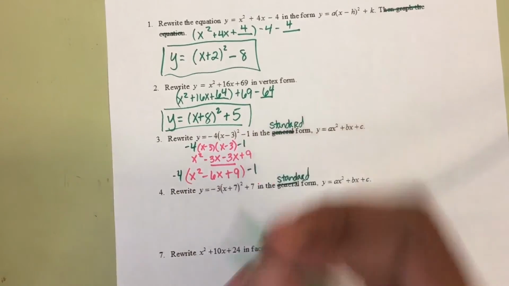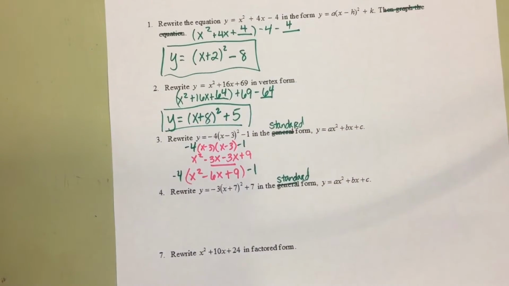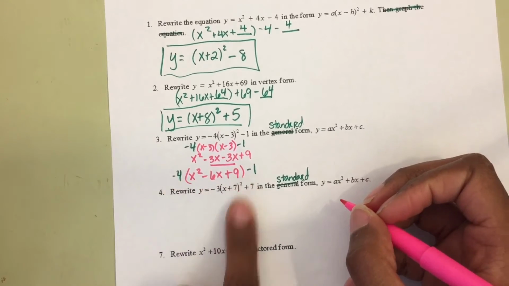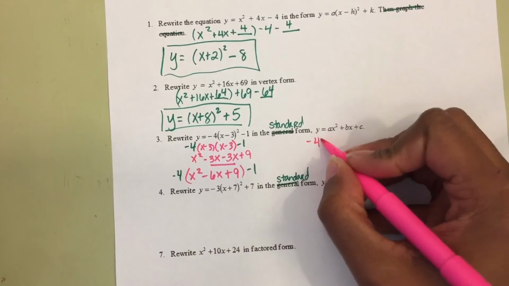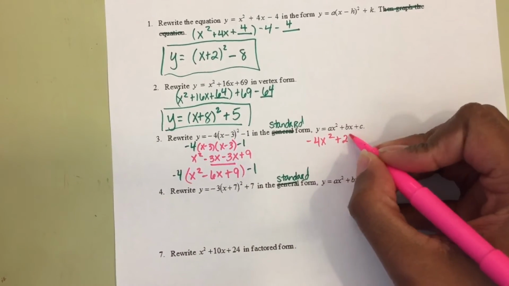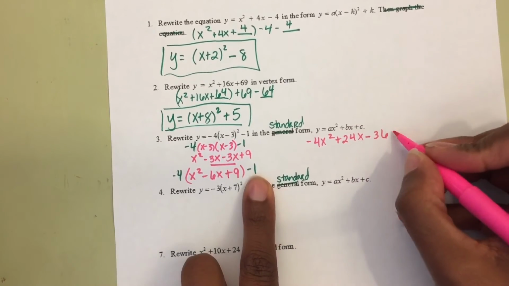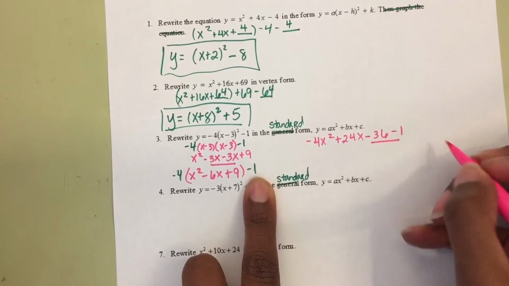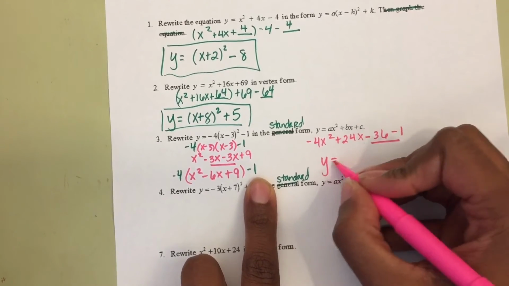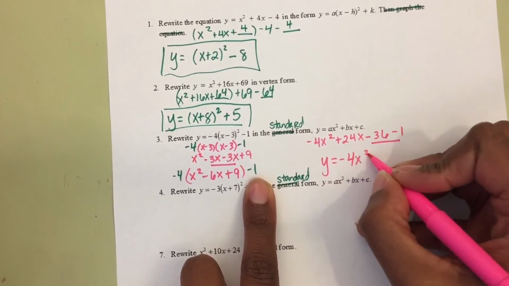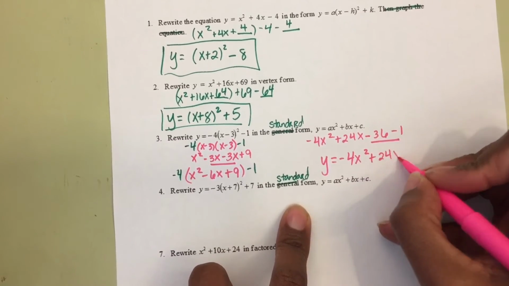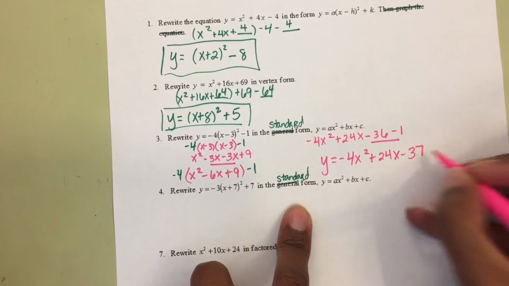Multiply by -4 and subtract 1. So if I distribute the -4, I get -4x squared plus 24x minus 36 and then minus 1. Combine like terms. So y equals -4x squared plus 24x and then minus 37.